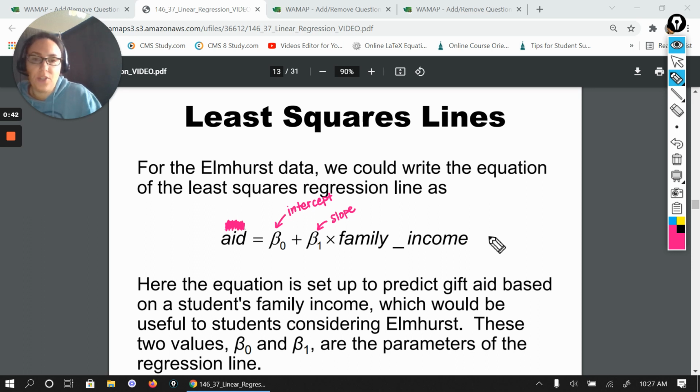So here the equation is set up to predict gift aid based on a student's family income, which would be useful to students considering Elmhurst. These two values, beta naught and beta 1, are the parameters of the regression line.